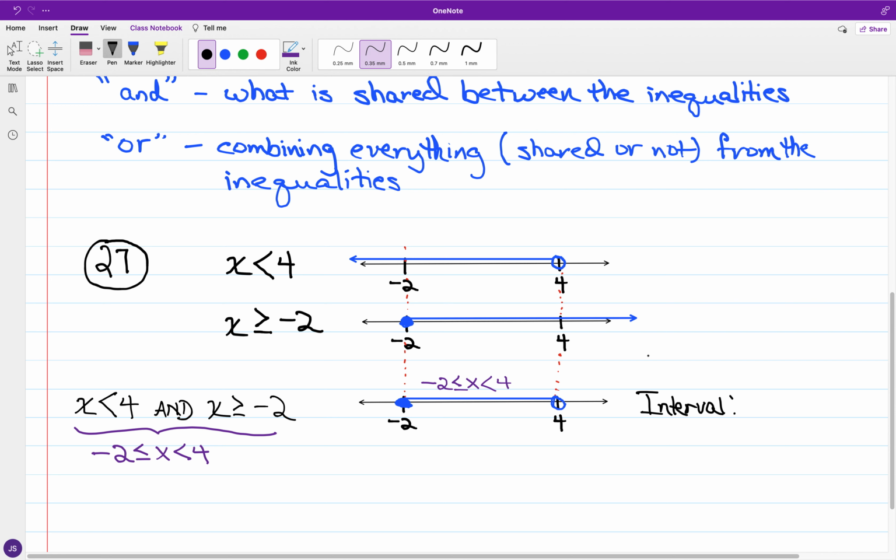And for the interval solution in this case, you have between -2 and +4. -2 is included, so that will be in the bracket, and with 4 not quite included, that's going to be in the parenthesis.